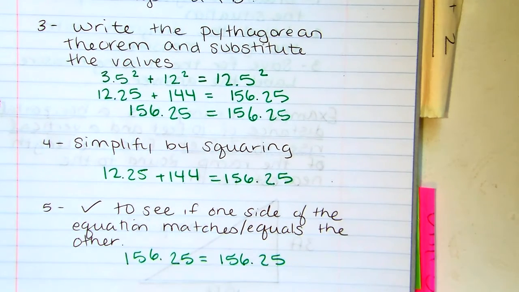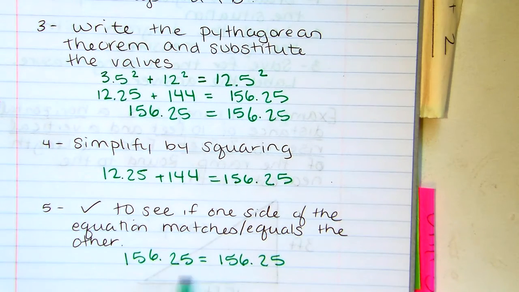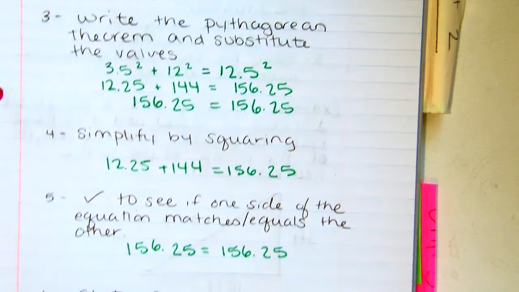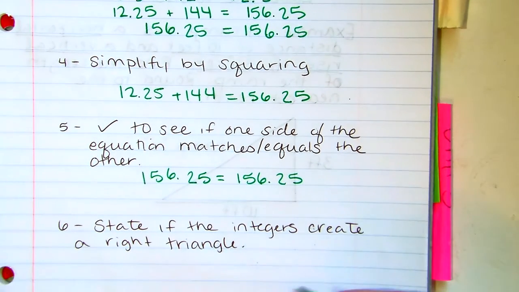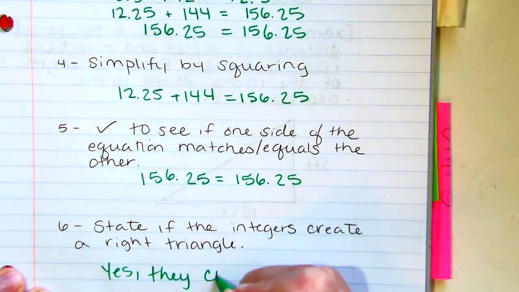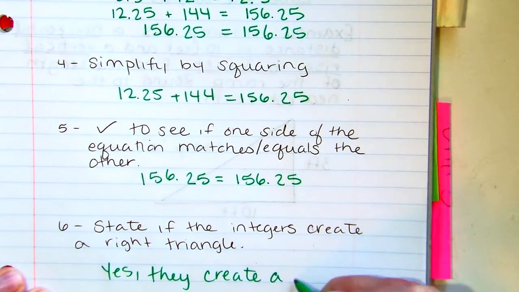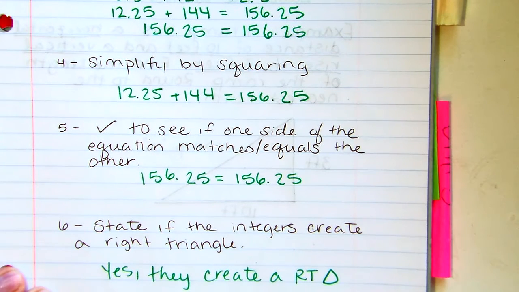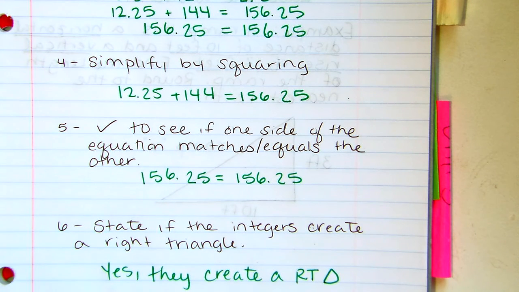Now, because these integers, these numbers, equal each other, we're going to state that these integers create a right triangle. And in this case, we can state yes, they create a right, and I'm going to use RT for right, and then the symbol for triangle. So yes, they create a right triangle. That's our lesson.